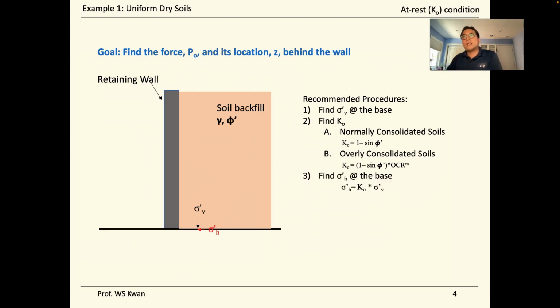After we know K0, we can find the horizontal stress. Horizontal stress equals the K value times the vertical stress. In this case, at rest conditions, it's K0 times the vertical stress. If you have active or passive conditions, you will use Ka for active and Kp for passive, and we will have more examples when we talk about active versus passive versus K0. So knowing K0 and the vertical stress gives us the horizontal stress, which is the key for our retaining wall design.